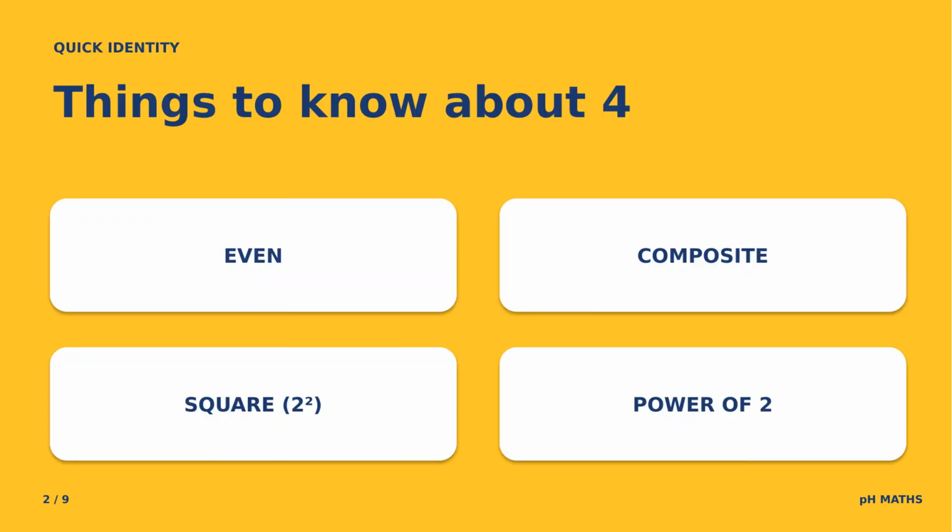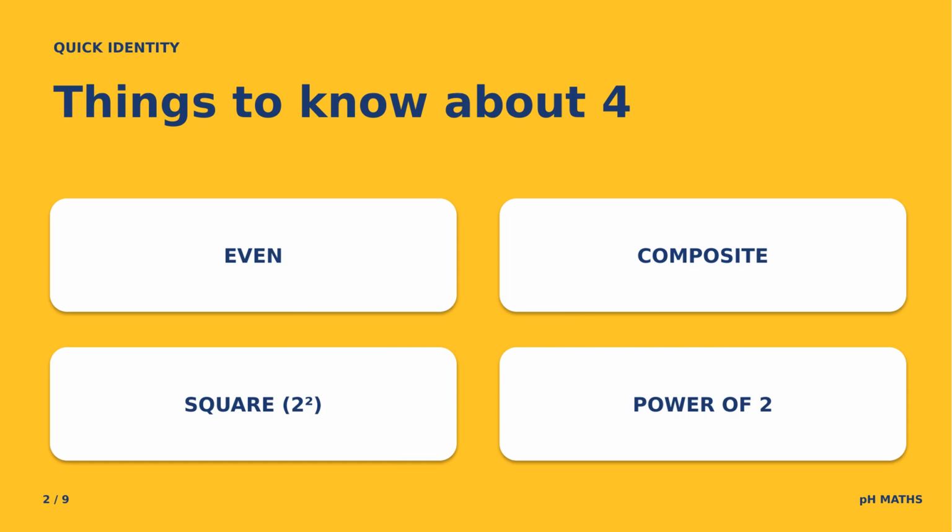Quick identity check. 4 is even. 4 is composite, meaning it has factors other than itself and 1. Specifically, 4 equals 2 times 2. 4 is a perfect square, 2 squared to be exact, and 4 is a power of 2.